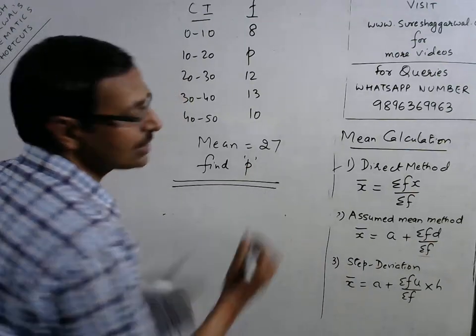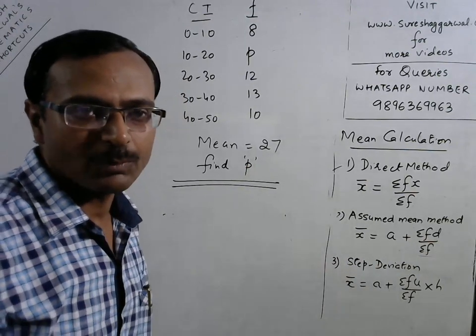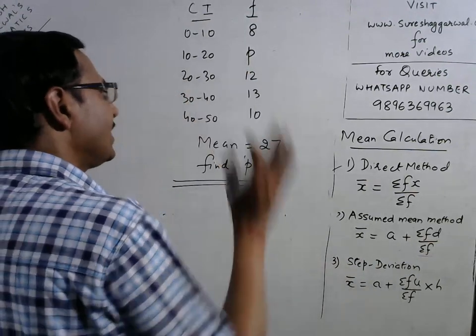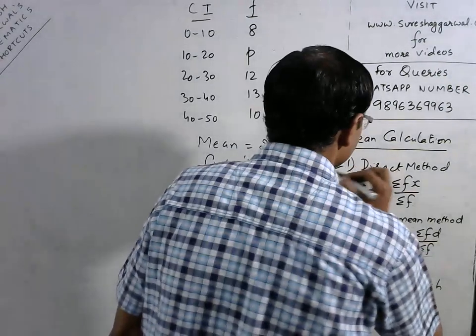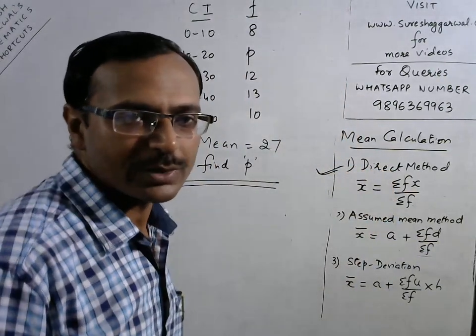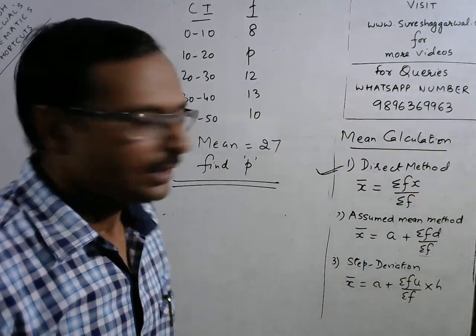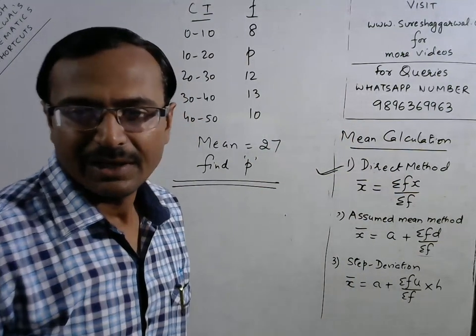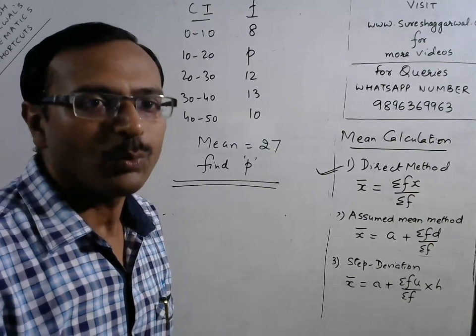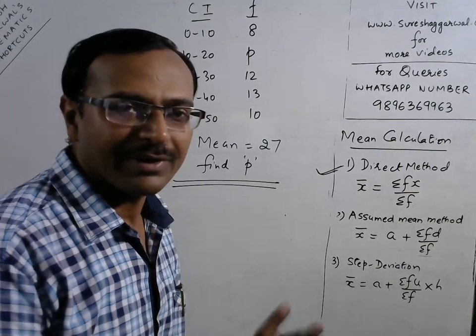Now this is one type of question which is asked in 2 marks in board exams and you need to understand this by using the direct method. Very easy. If you have understood the direct method, you can calculate the value of P very easily. Finally, what you obtain is a linear equation in one variable and that can be solved very easily.